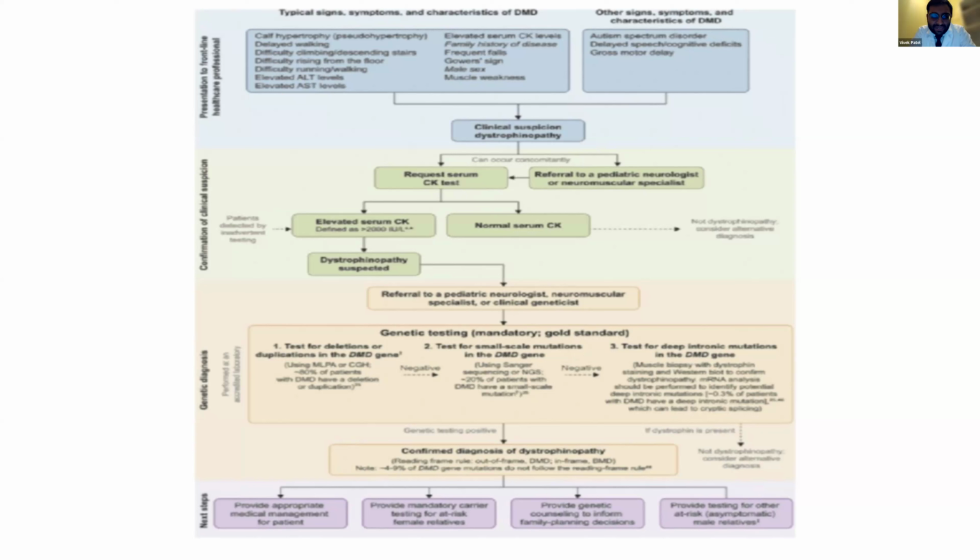And if dystrophin is absent and genetic testing is positive, then it is confirmed that the patient has dystrophinopathy. And there is something called the reading frame rule, also known as the Monaco rule. It is used to predict the severity of the DMD mutations. So if there are out-of-frame mutations, then the patient will have DMD, and if there is an in-frame mutation, then the patient will have Becker's muscular dystrophy.